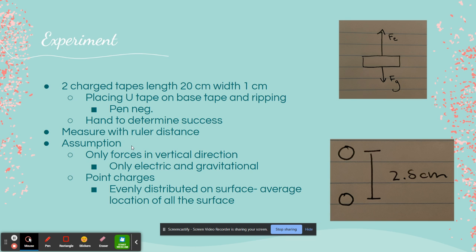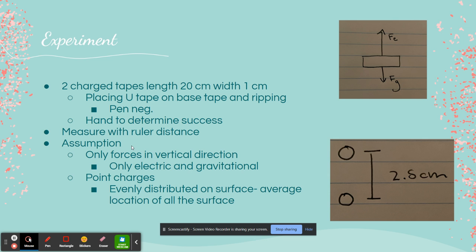In this experiment, we had two charged tapes and tried to levitate one tape using repulsion from the other tape. We did that by placing one tape on top of another tape and ripping it. We used our hand to determine whether a tape was charged, whether it was attracted to our hand, and a negative pin to determine that the tape was also negative by repulsion from the pin.